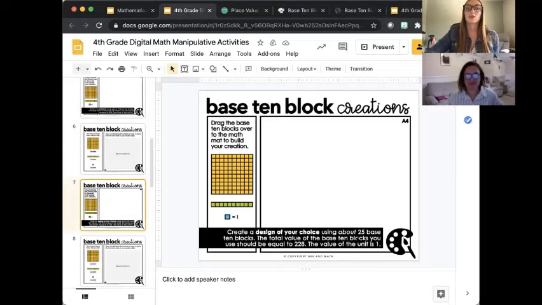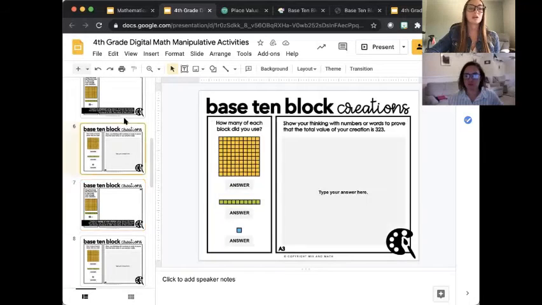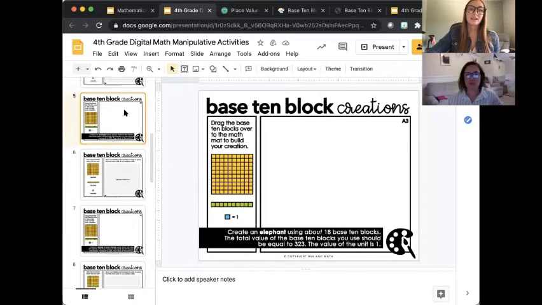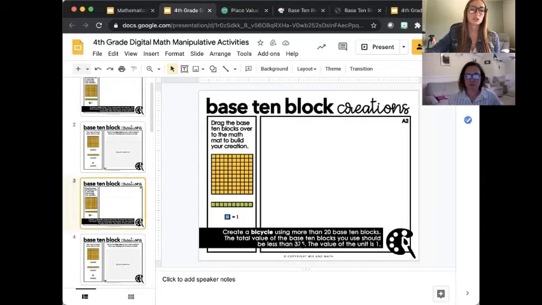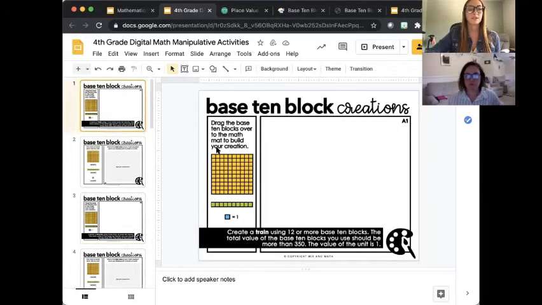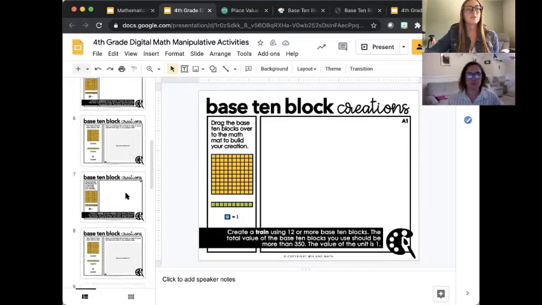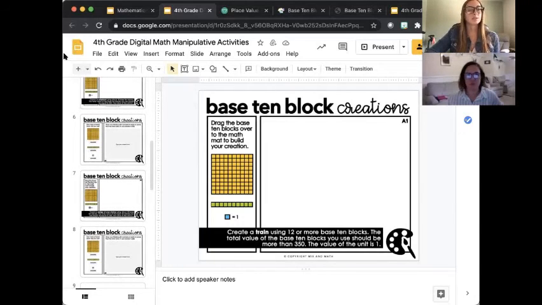However, the challenge is 25 base 10 blocks. So you have to make sure that you recognize that it should always equal or be higher than the number it gives you. So it's just a little bit of a challenge. Obviously, we wouldn't use this in a first grade classroom. That might be a little bit too challenging for them. However, this could be used for any grade, as at the top it says fourth grade. So we're just trying to get every age level, especially with these base 10 blocks.